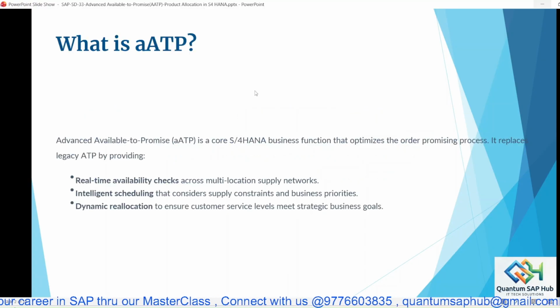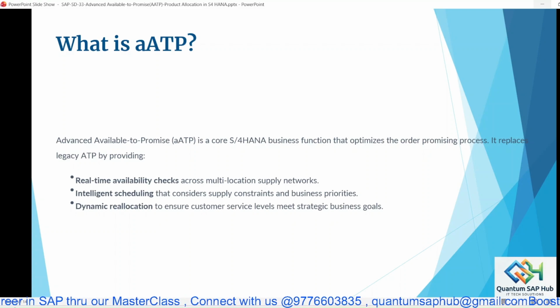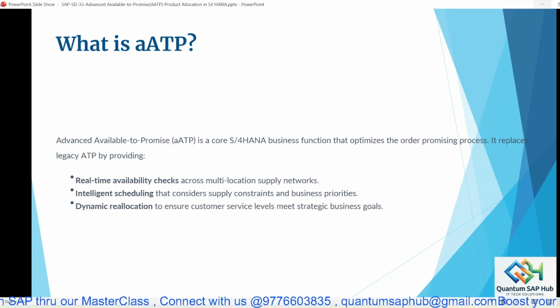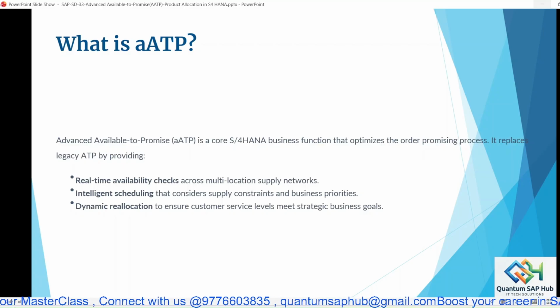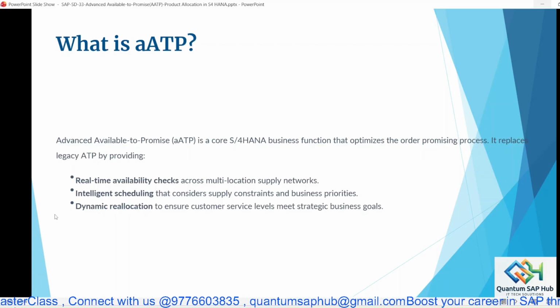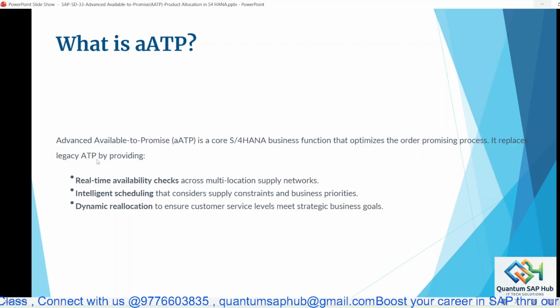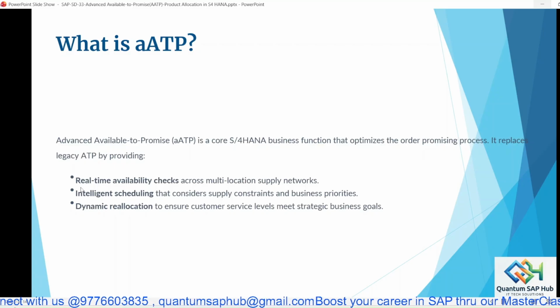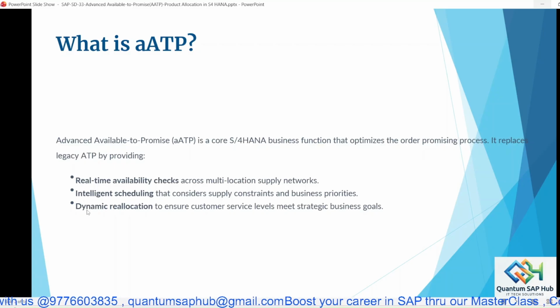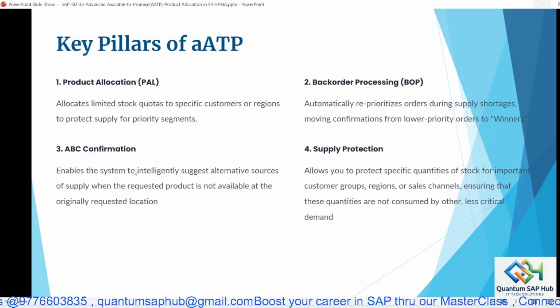So what is aATP? It is the advanced available to promise, which is part of the core S/4HANA business function that optimizes the order provisioning process. It has replaced the legacy ATP. So what are the benefits? Real-time availability checks, intelligent scheduling, and dynamic reallocation.